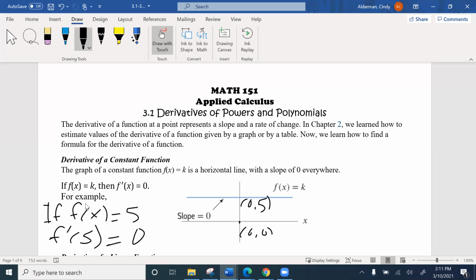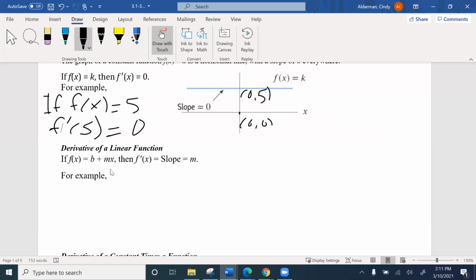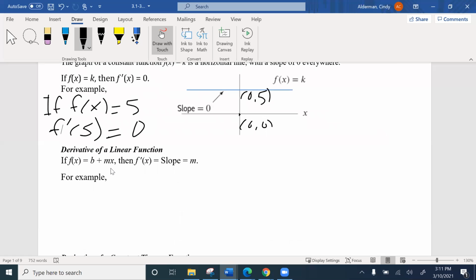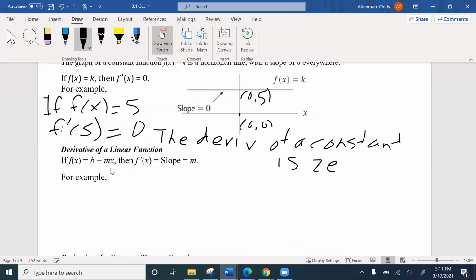So what does this mean? This means that the derivative of a constant is 0. Okay.